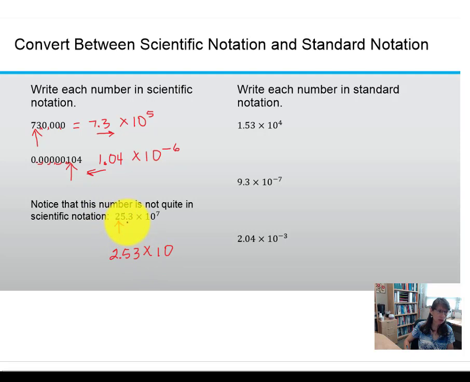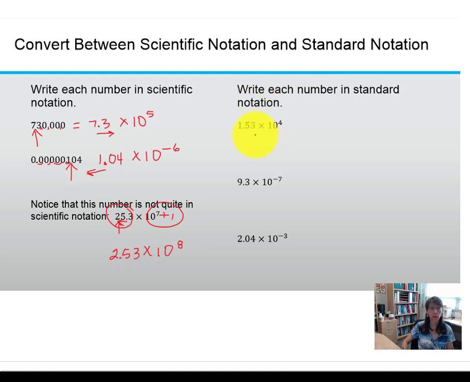Since I moved this decimal one place to the left, I shrunk the number. So to compensate for that, I must increase the exponent by 1. So 10 to the 7 plus 1 makes 8. So the actual equivalent number in scientific notation would be 2.53 times 10 to the 8. So the general rule is, if one term is being made smaller, the other term needs to be larger to compensate or balance the number.